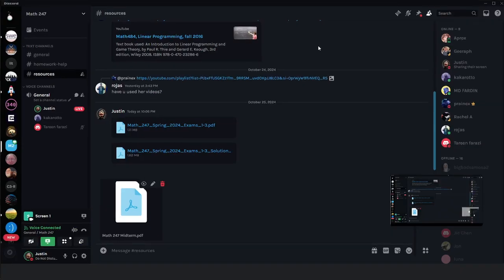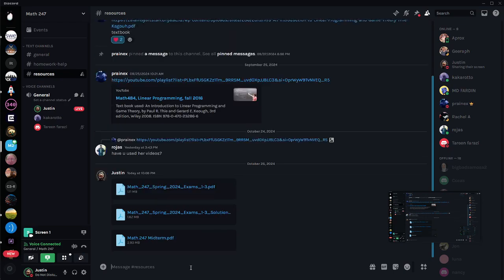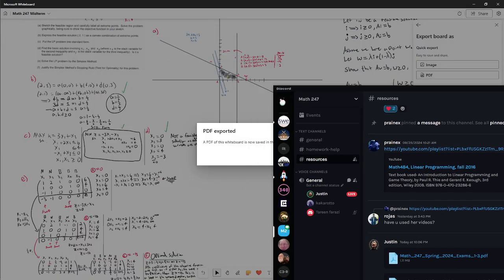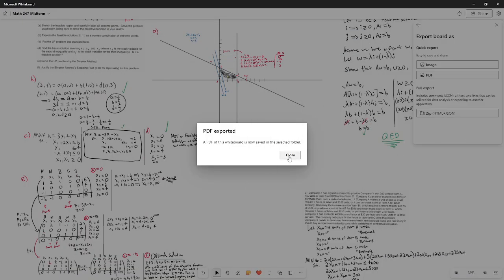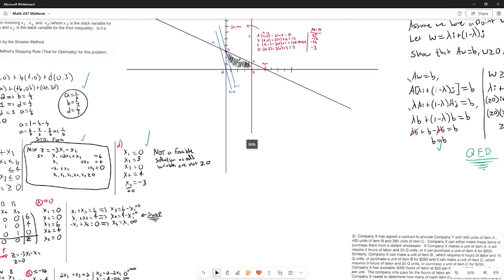Okay, for the people watching, it's in the resources chat, the Math 247 Discord. I'm going to send my solutions there as well, so you can feel free to reference it. But if you're going to use it, I would recommend opening it in Whiteboard so you can zoom into it, because it's pretty small. But yeah, that's pretty much it.